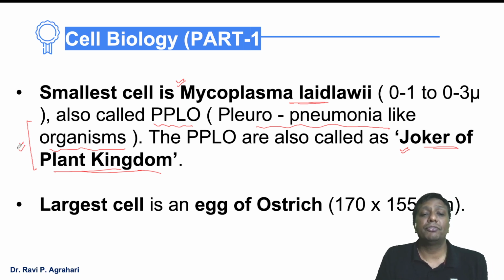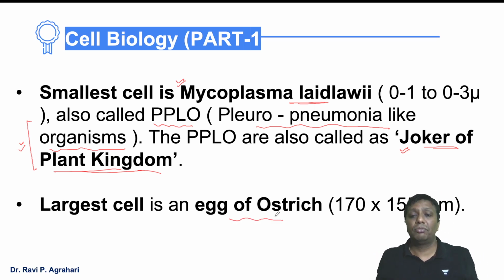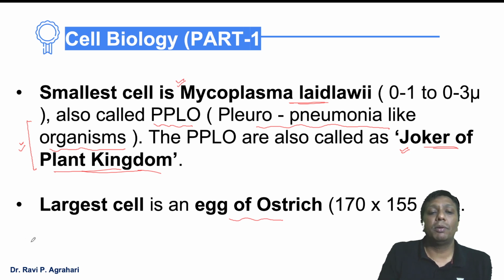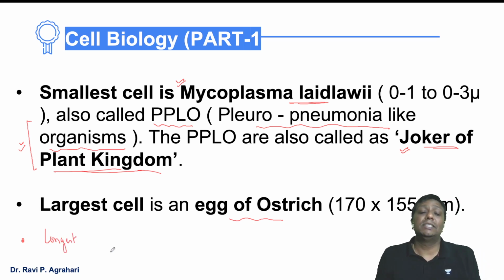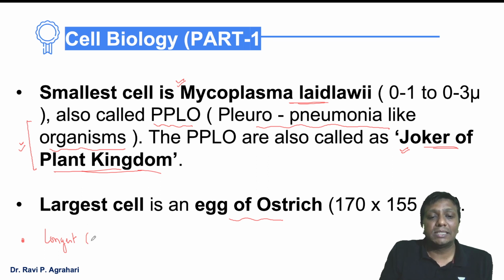On the other side, if I ask you which one is the largest cell, largest meaning area-wise, you remember the ostrich egg is a single cell and it is the largest one. As a diameter you can see 117 to 155 millimeters. It is very large in size, very huge. But one more thing I'll ask: which one is the longest cell? Largest means area and longest means length especially. The longest cell, you remember, is the neuron cell, which is present inside your body also. So the neuron cell is the longest cell.